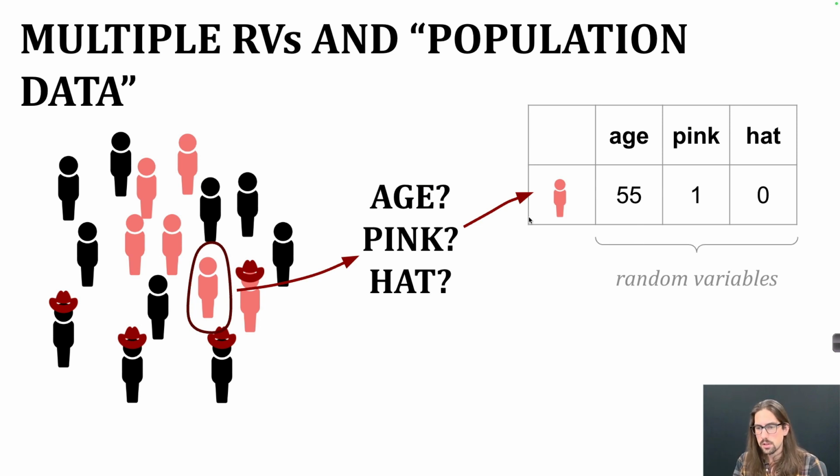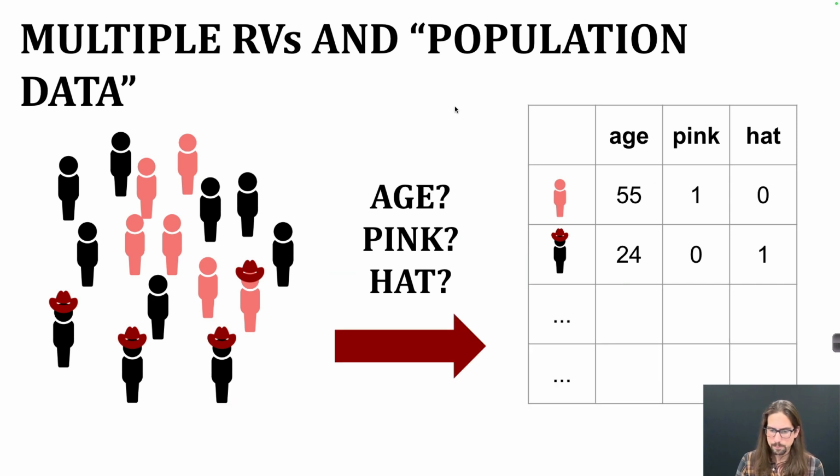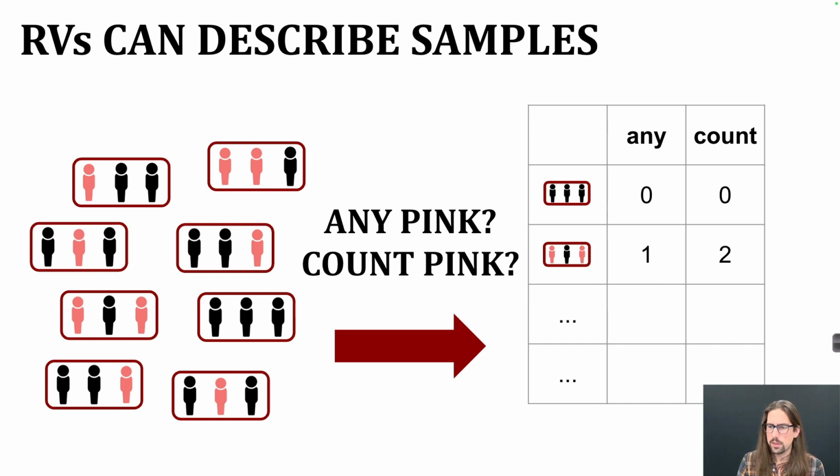So for this person, we could have three random variables: age, whether or not they're pink, and whether or not they're wearing a hat. Those are the random variables. For another person, we can evaluate those same random variables to generate another row of data. So random variables are like the columns, and the individuals are the rows in your data frame. So hopefully that helps you think about what these things are.